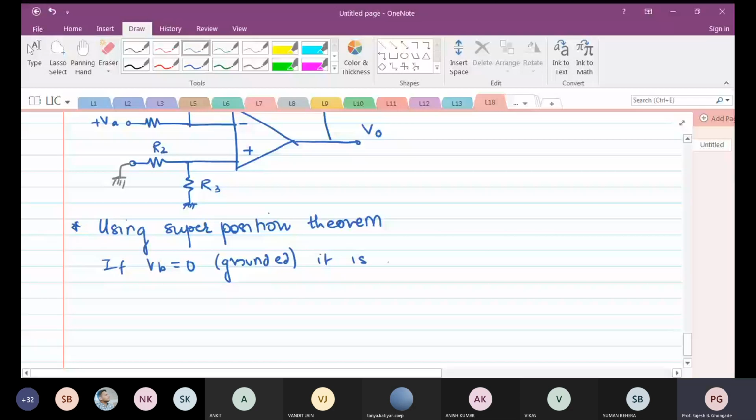What is this configuration now? Guys, if VA is 0, it is a non-inverting amplifier. Agreed? The only thing is that you are going to have a potentially divided input at the non-inverting input here. Everything else remains the same.